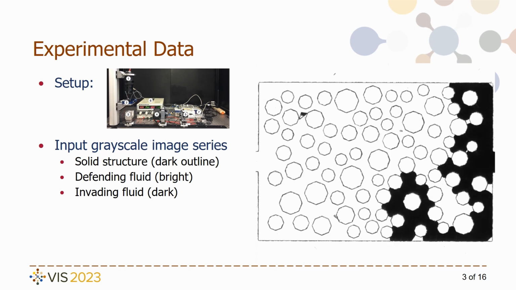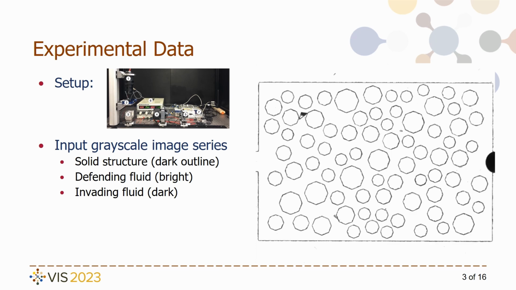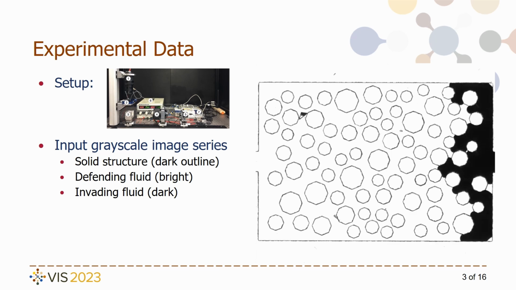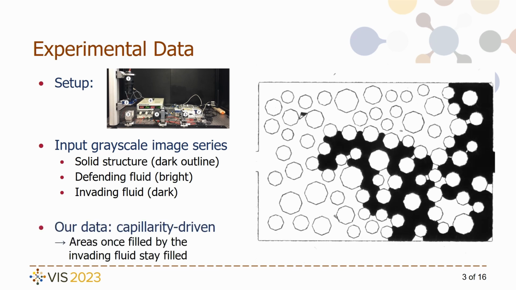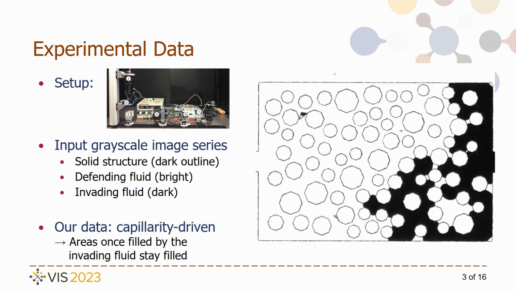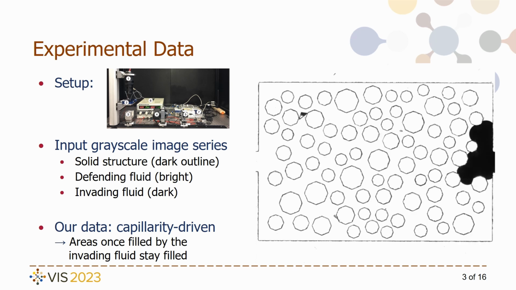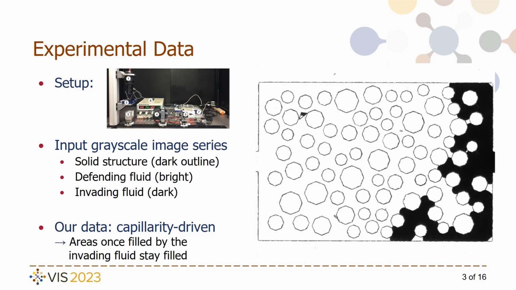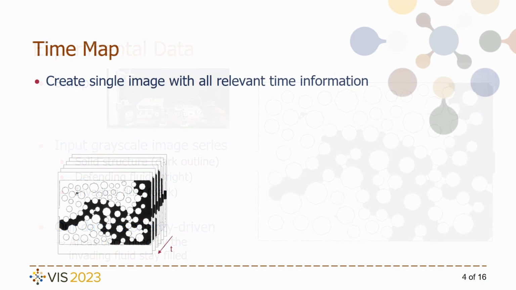In the course of the experiments, the invading fluid is pumped into the porous medium, which is depicted as dark gray area. Because the data from our domain scientists all stem from experiments that are capillarity driven, we can assume that areas that are filled by the invading fluid stay filled. This is a necessary prerequisite for our time map approach, where we create a single image with a single time value per pixel, which otherwise would not be possible.